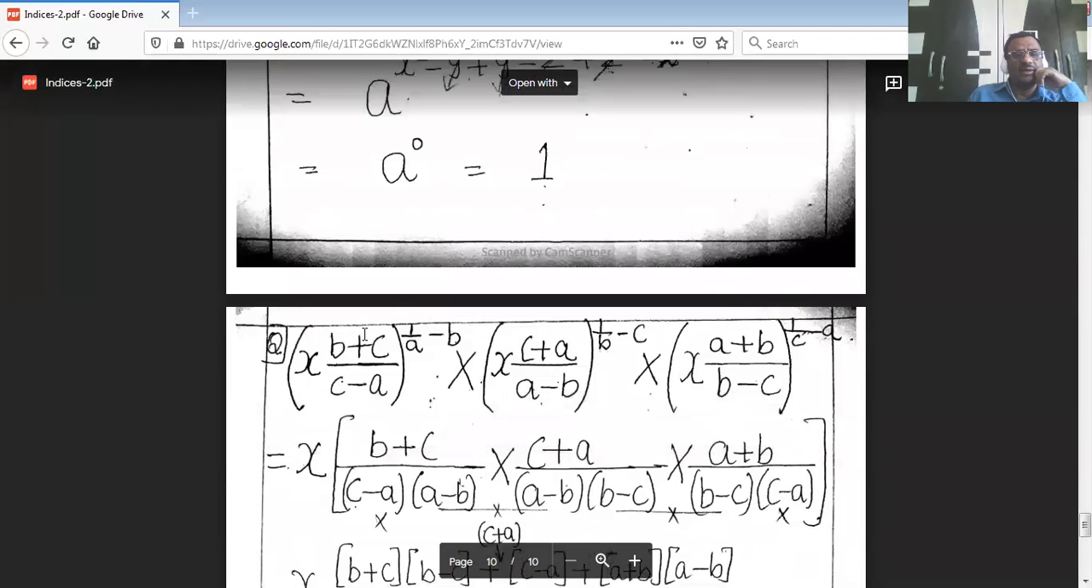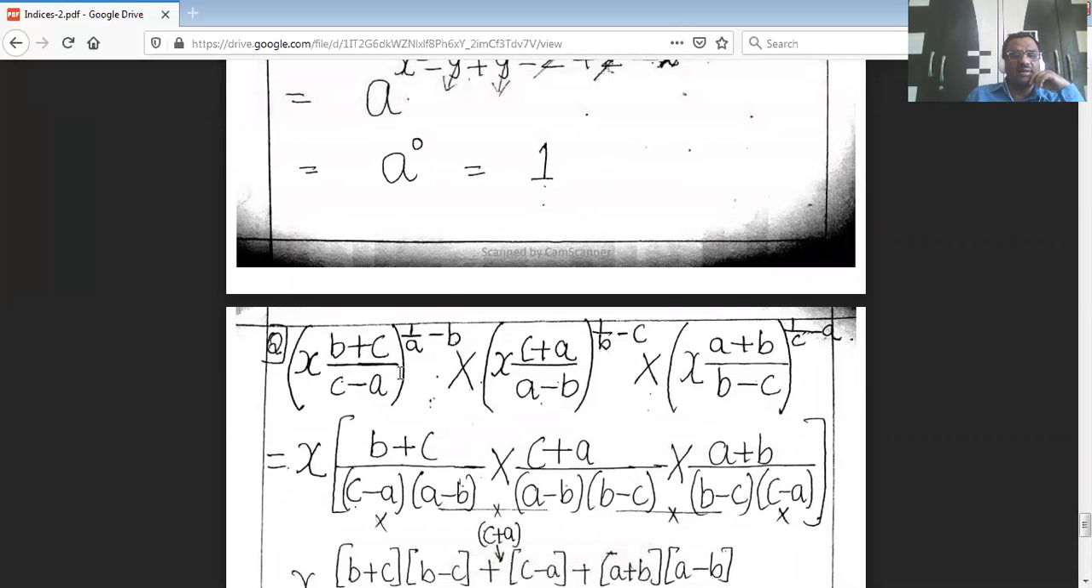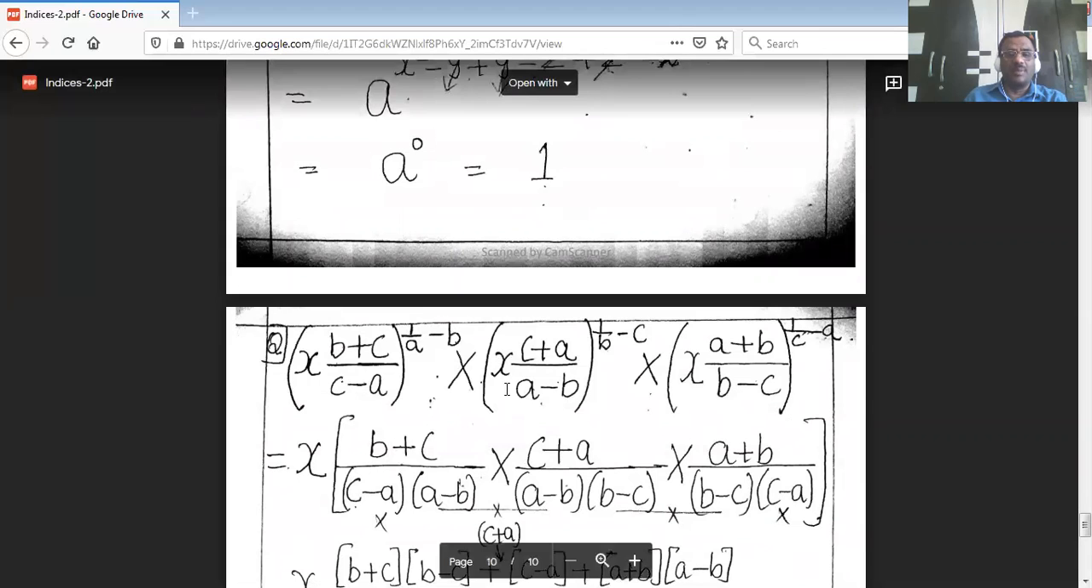That is x to the power of b plus c divided by c minus a, 1 by a minus b, into x to the power of c plus a into a minus b, to the power of 1 by b minus c, x to the power of a plus b divided by b minus c, to the power of 1 by c minus a. This is a bit complicated, a bit difficult. You need to practice it at least 2 or 3 times to learn it.